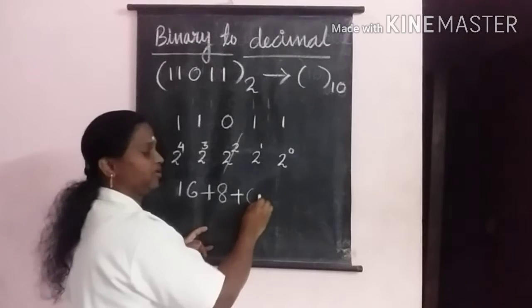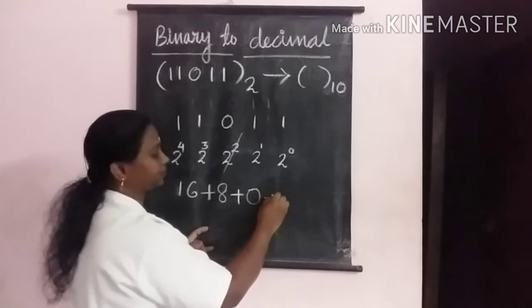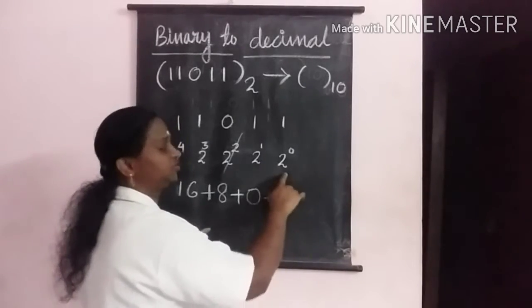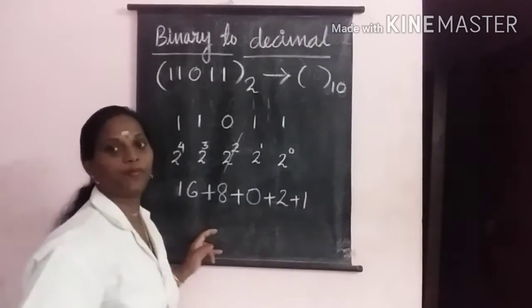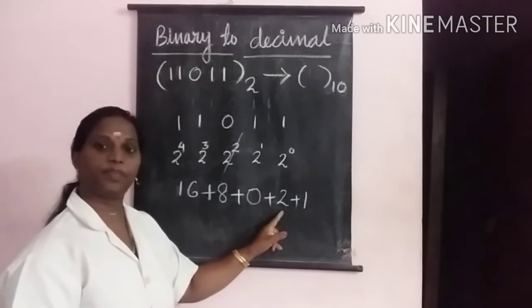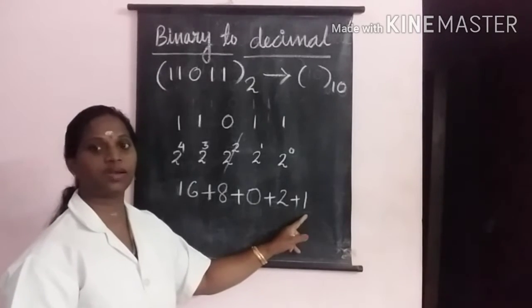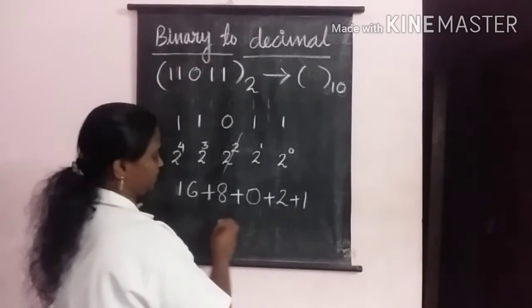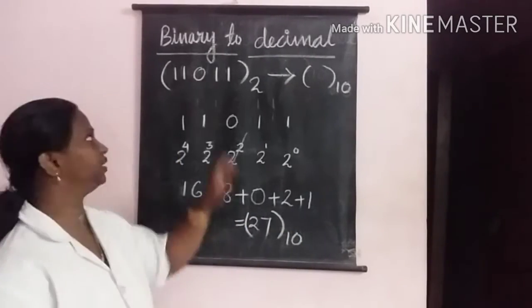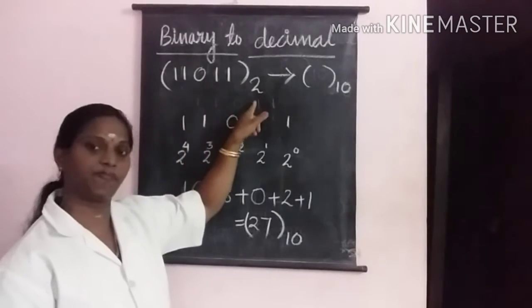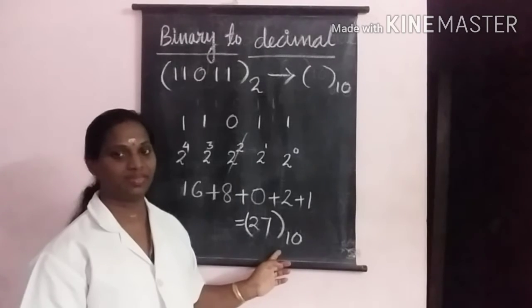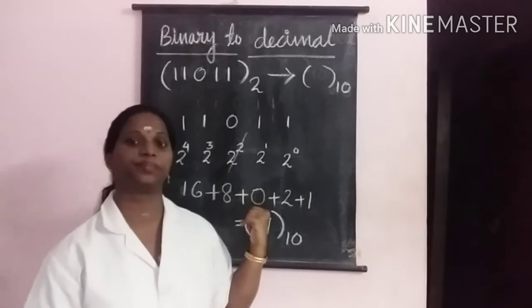Then 2 raised to 1. If you want, you can write 0 here. Okay. Then 2 raised to 1 is equal to 2. Then 2 raised to 0 is equal to 1. Okay. Then 16 plus 8, 24. 24 plus 2, 26. 26 plus 1, 27. Okay, so this is equal to 27. So, the decimal representation for the number 11011 is equal to 27. Clear?